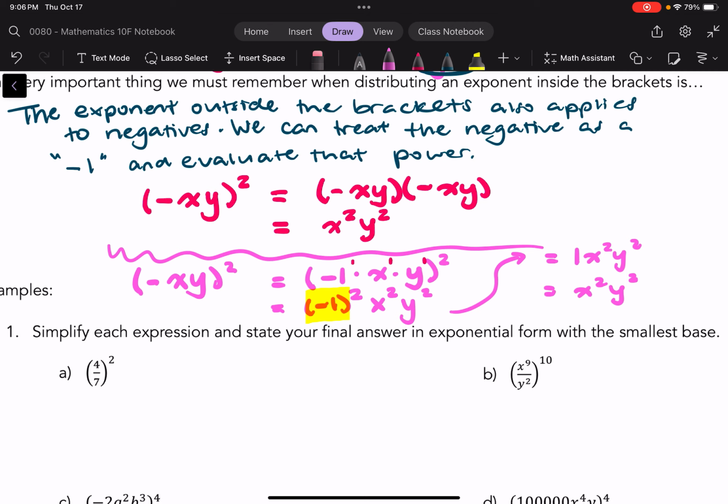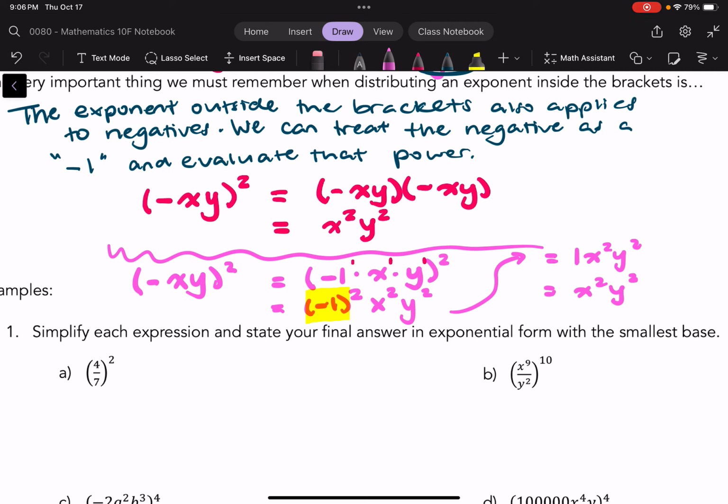Now this is a little bit long-winded. I am not expecting you to show me that -1 being squared. But it's a really good way to think about it and practice with it before it becomes second nature as you go through the examples. Speaking of examples, we have 6 of them and then we are done.